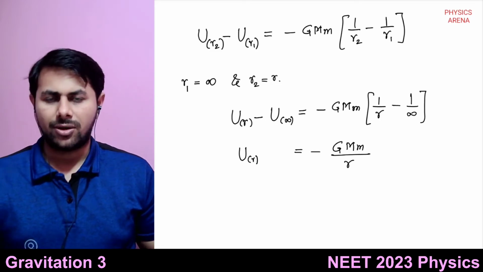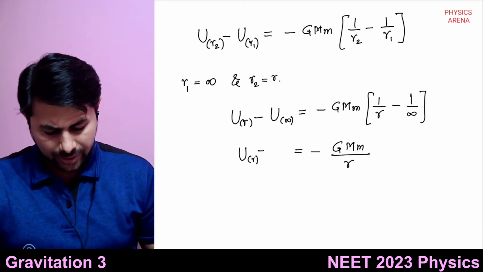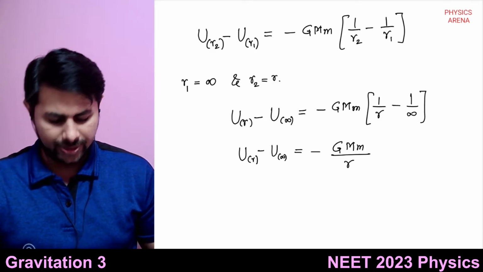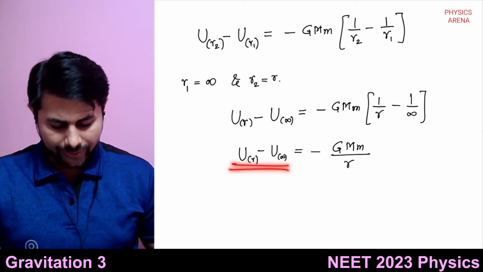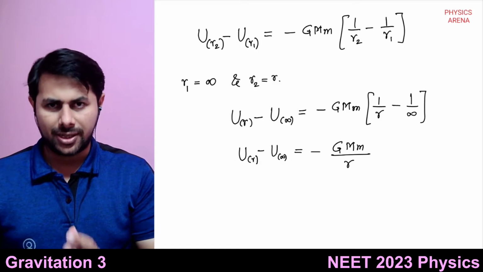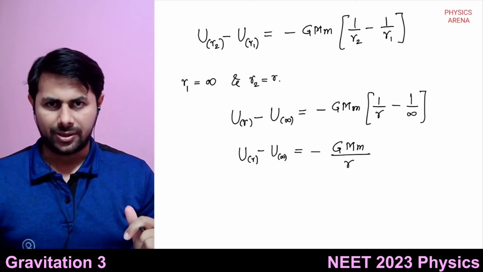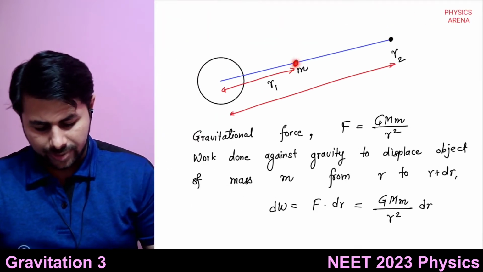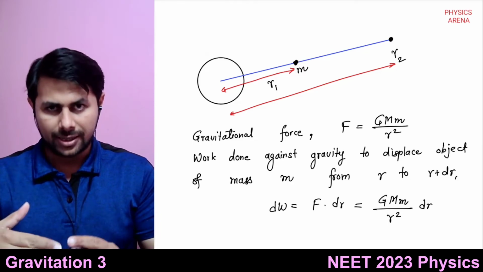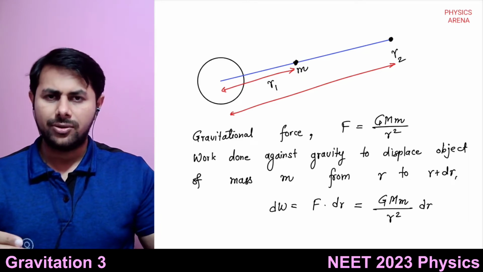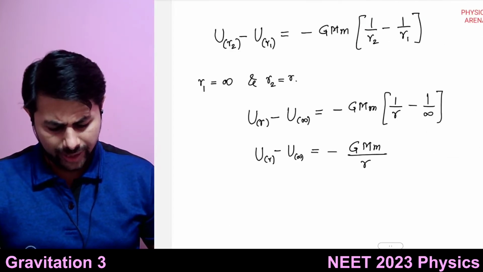So potential energy of the object when it is at distance r away from the center of earth minus potential energy at infinity. So what we have is the difference between potential energy at distance r and at distance infinity, that is, the difference between potential energy when the object is at distance r from the center of earth to when it is at distance infinity from the center of earth. This is what we have.